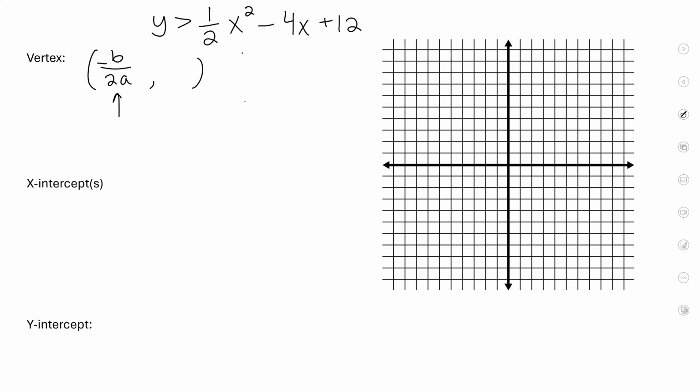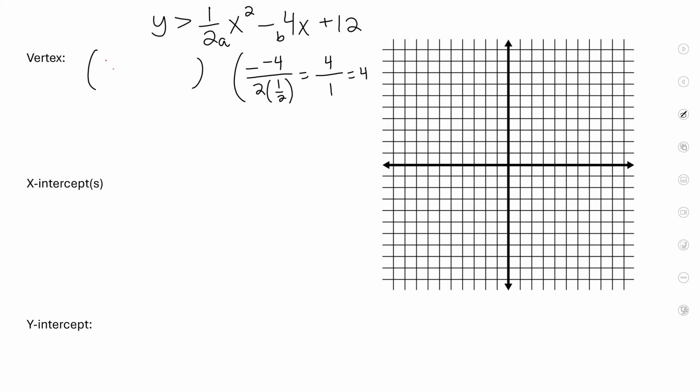So my b value is -4. This is my a value, 1/2. So I'll put negative b over 2a. This becomes a +4 over 2 times 1/2, which is just 1. So we get 4. So that means my negative b over 2a is just 4. Thumbs up if you got that.